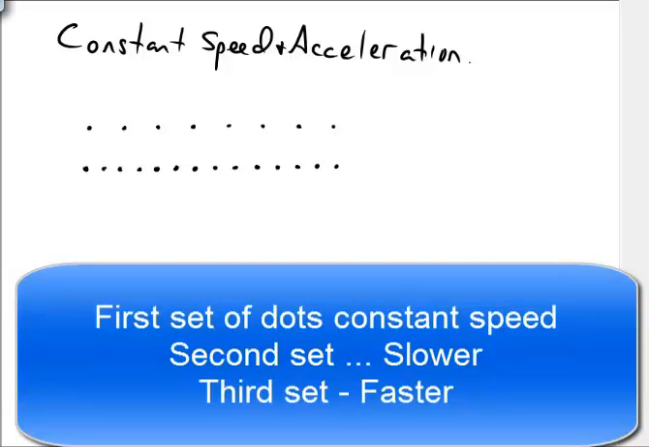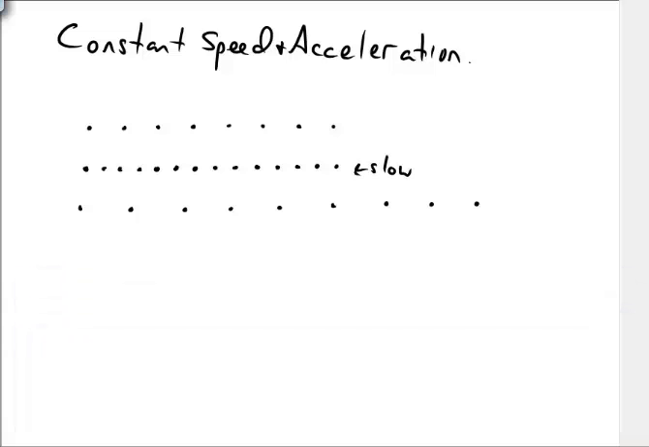So what would it look like if it was a faster constant speed than the first one? So the dots would be way farther apart, because for every time interval, we're actually moving a greater distance. Okay, so now we have three constant speeds here, and the slow constant speed will be where the dots are close together. And the quick constant speed would be where the dots are farther apart.